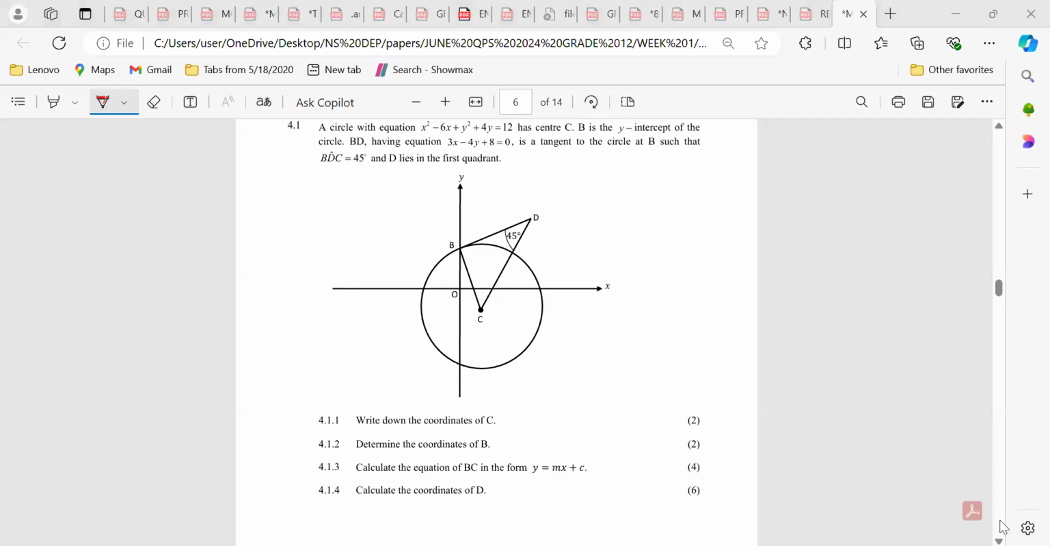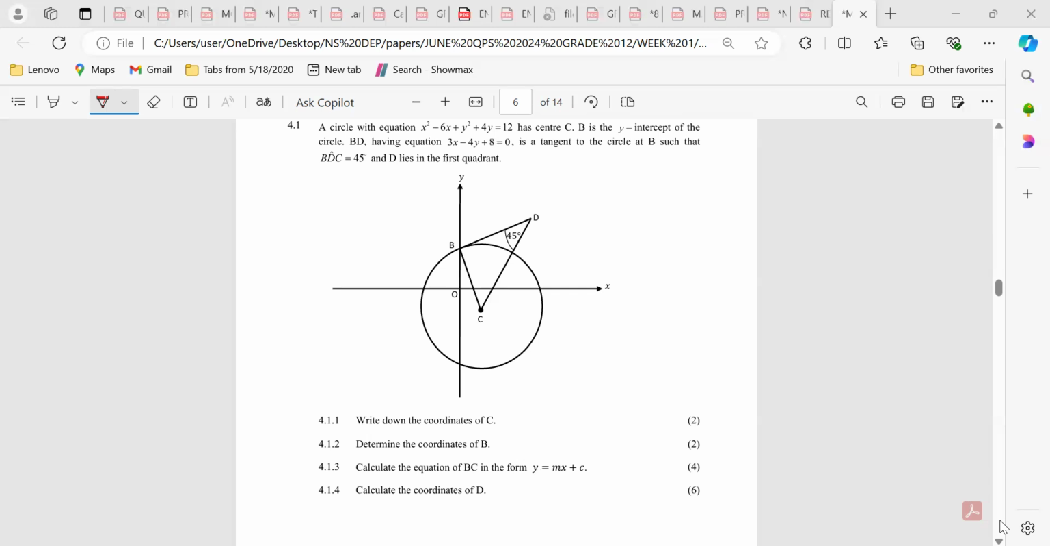They say a circle with the equation. Now remember, we can be given a circle in a standard form, or we can be given it in this form. So both forms are fine. And then they say we have the center C, and then we have D, which is the y-intercept of the circle and BD. This is the y-intercept of both the circle and BD.